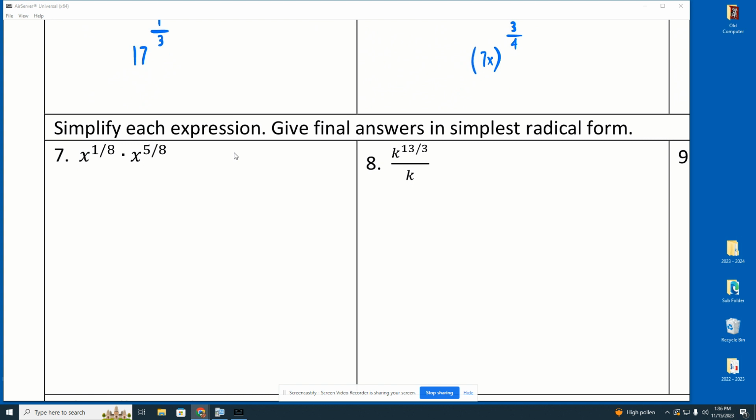The next group, they want you to simplify the expression, and they want us to give the answer in the simplest radical form. So first thing we got to do is we got to utilize the different properties that we know about exponents. For example, in this problem, we're multiplying, and these bases here are the same. Well, when we're multiplying and our bases are the same, we're supposed to add our exponents.